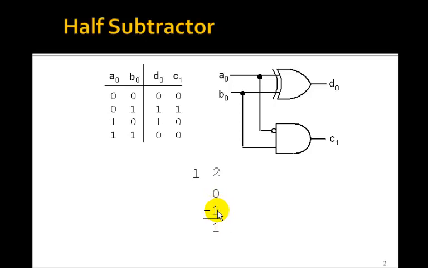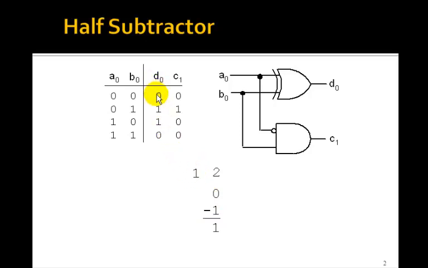Well, 0 minus 1, we need to go to the next column and borrow a 1. Well, in binary, when you borrow a 1, you're really borrowing a 2. So what we have here really is 2 minus 1 is 1. So 0 minus 1 is 1 with a borrow.